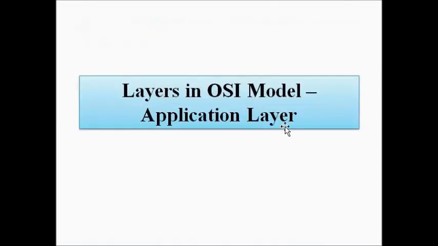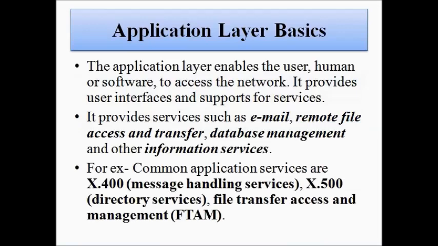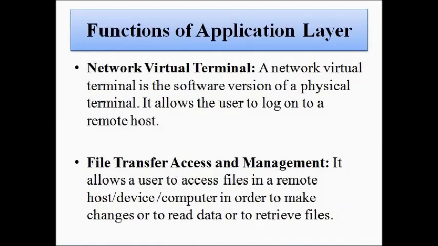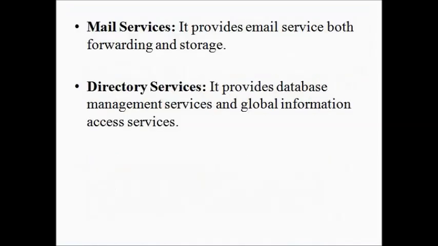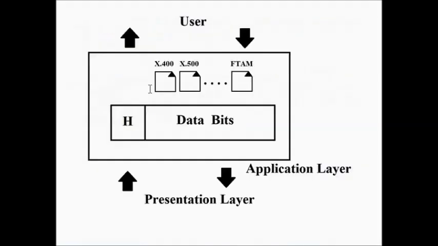So here we have discussed some basic concepts related to the application layer. What we studied is that the application layer gives the user access to the network. Then it provides various services such as file transfer and access and management, database management, and mail services. And again, this header portion is H7. Again, I am repeating, it is H7. 7 stands for the 7th layer because it is the 7th layer of the OSI model, and H stands for header. And this data bits is the data, the information portion of the data packet.